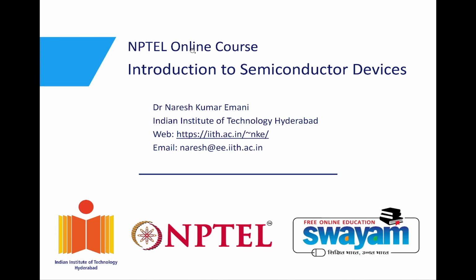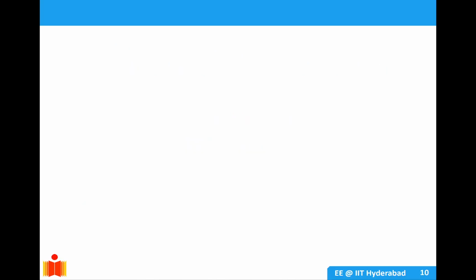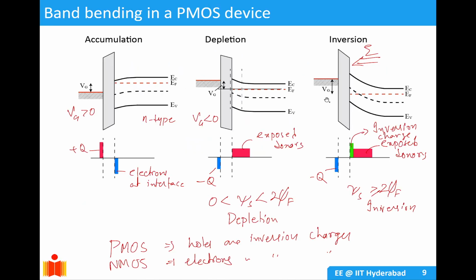So you have two types of devices. One is NMOS, where VG is positive in this case. So this is a PMOS device. In a PMOS device, you have an N-type semiconductor, and if you have a P-type semiconductor, it is called an NMOS device. So you can remember that if it is a PMOS device, then in depletion and inversion, you apply a negative bias.